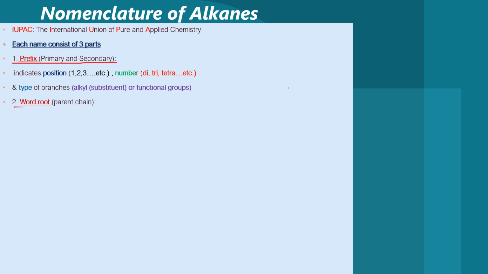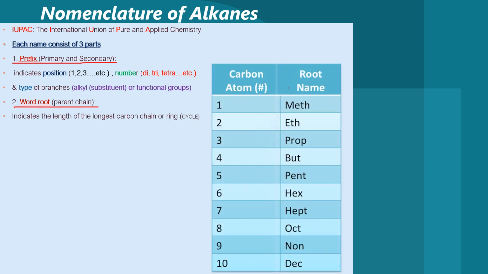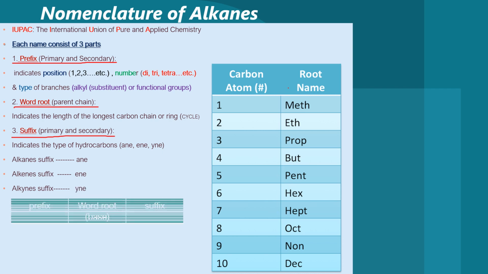Prefix indicates the position or type of branches, that is alkyl substituents or functional groups, which are attached to the carbon chain. The second one is word root. It is also called the parent chain. It indicates the length of the longest carbon chain or ring in that molecule. Last, suffix. It indicates the type of bonds present in the carbon chain, that is saturated or unsaturated. So these are the three important things present in the naming.